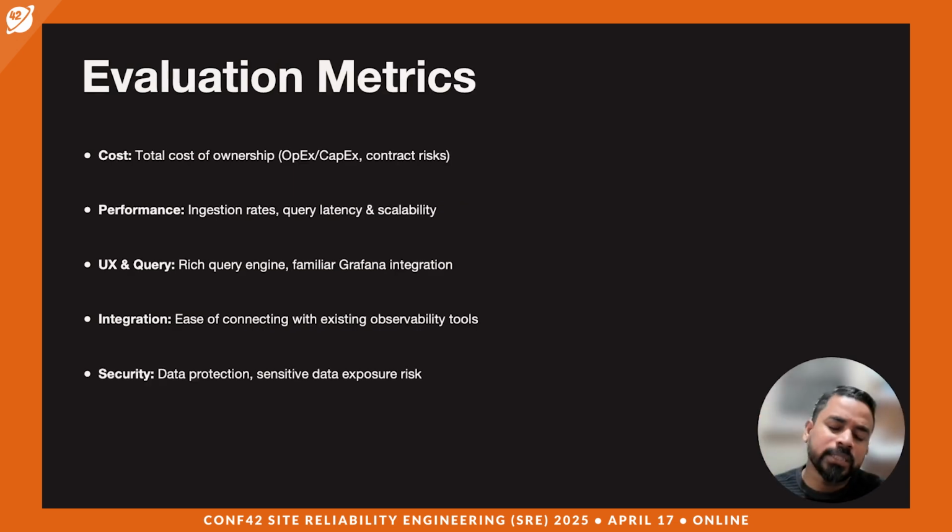Next, let's take a look at the evaluation metric. These metrics provided us with a framework for comparing different approaches. Cost was definitely the highest priority. We wanted to make sure that the total cost of ownership, including both OPEX and CAPEX, along with any potential contract risk, are accounted for.